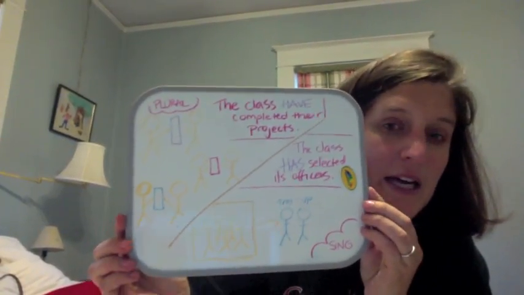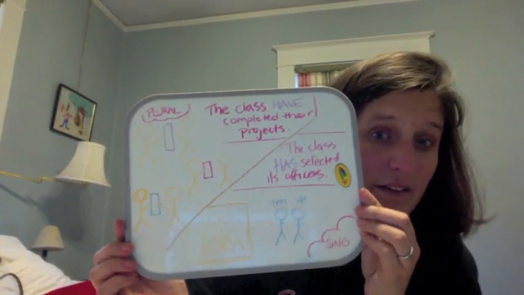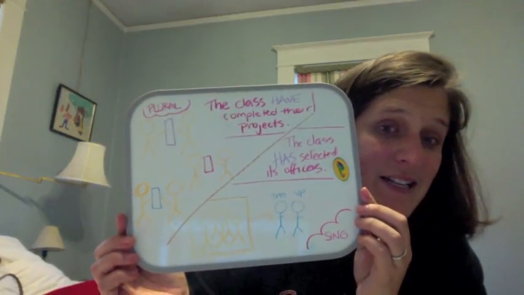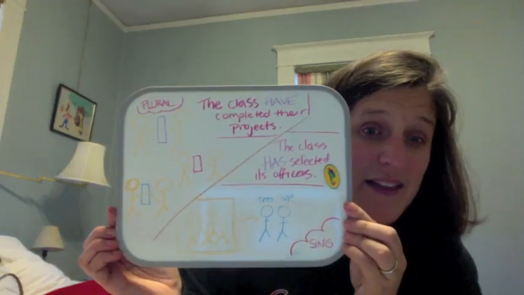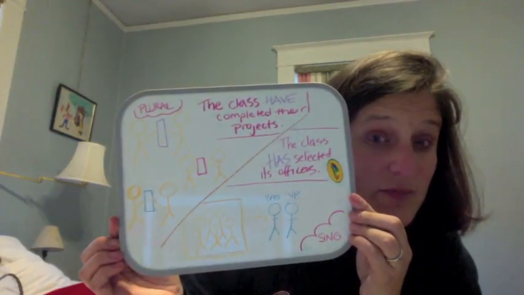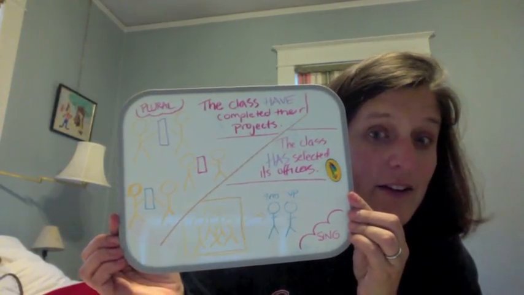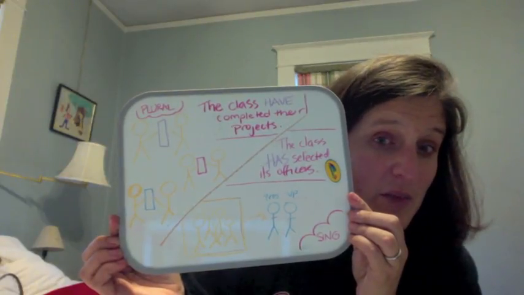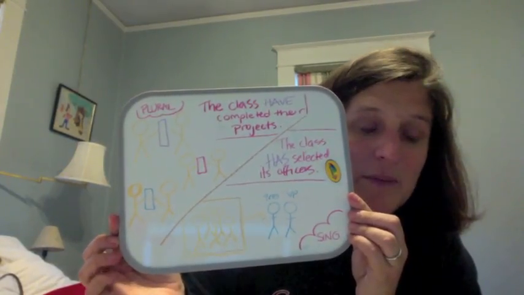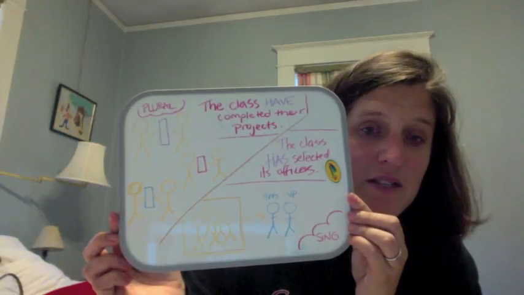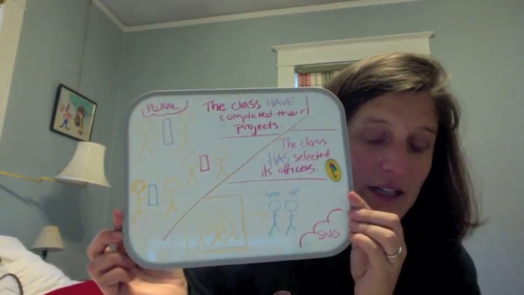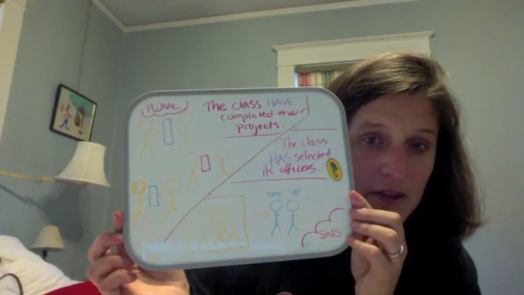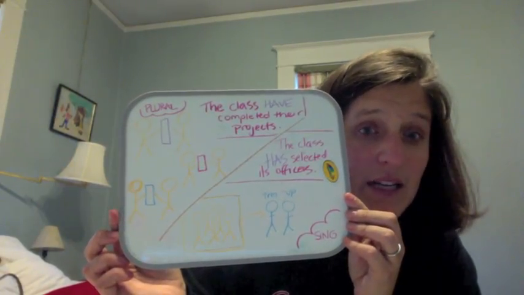Now, in this other example, I have class as a singular thing. The class has selected its officers. In that sense, the meaning of the sentence indicates that the class as one group, singular, has selected several officers to represent them, a president and a vice president in my picture. So in that case, since you've got one group, one entity selecting some officers, you've got a singular verb.